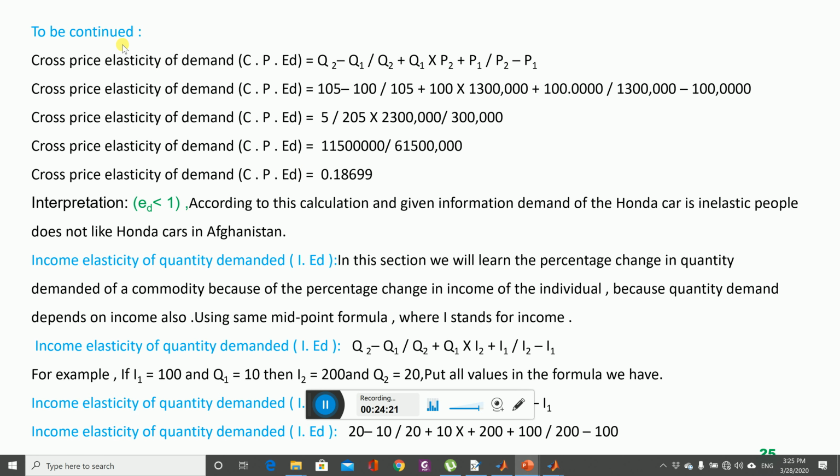To be continued. Cross price elasticity of quantity demanded, C for cross, P for price, ED for elasticity of demand, is equal to Q2 minus Q1 divided by Q2 plus Q1, multiplied by P2 plus P1 divided by P2 minus P1. I am putting the values in this formula again.